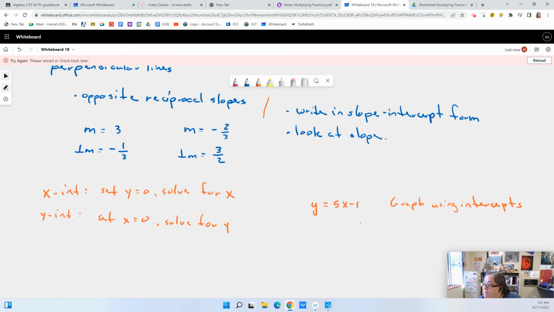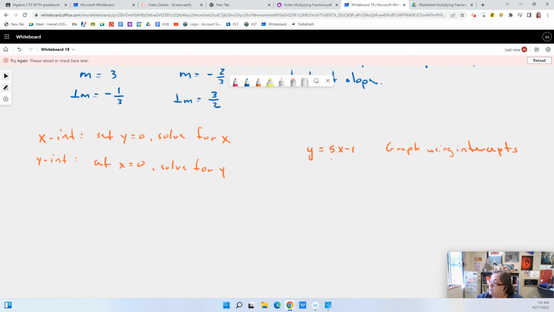I would find my x-intercept first, right? And all I have to do is go 5x minus 1. Well, it equals y, but we're going to set y equal to 0 and then solve it for x. So I'm going to add 1 to both sides, and I get 5x equals 1. Then I'm going to divide by 5, and I will get x equals 1/5. So it's not a nice round number, but we know that that point on the x-axis is at 1/5.